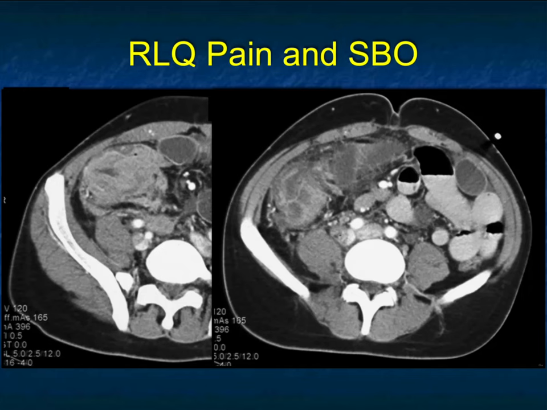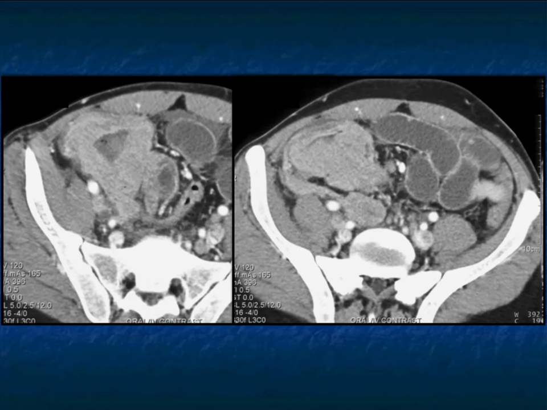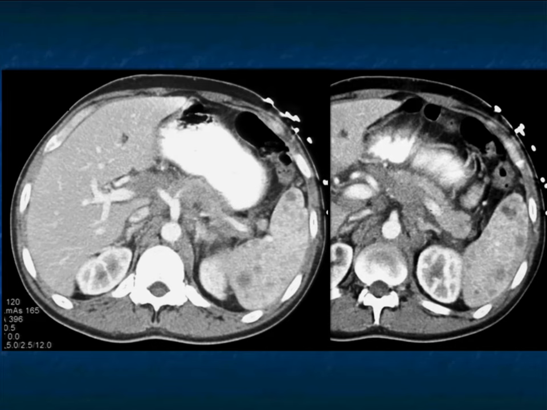Now, other causes. Here's an example with right lower quadrant pain and small bowel obstruction that looks like a mass in the right lower quadrant with inflammation. The mass here looks bulky. Got to think about lymphoma. Got to think about carcinoma. Could it be a cecal cancer that involves the small bowel?